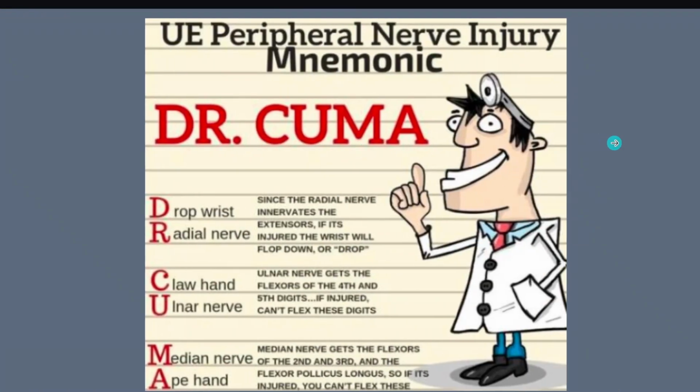This picture honestly helped me memorize issues with the nerves. Dr. Comma, that means drop wrist is from radial nerve. Then the CU, claw hand ulnar nerve, and MA is for median nerve and ape hand. I mean, you don't need to memorize this obviously, but this is a way to have it memorized easier.